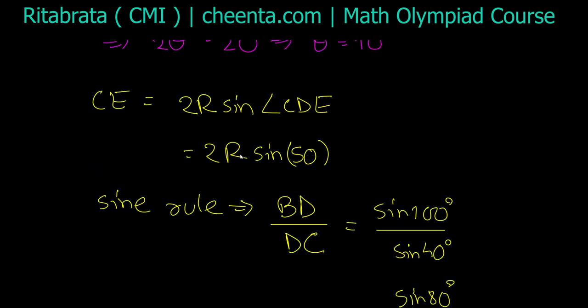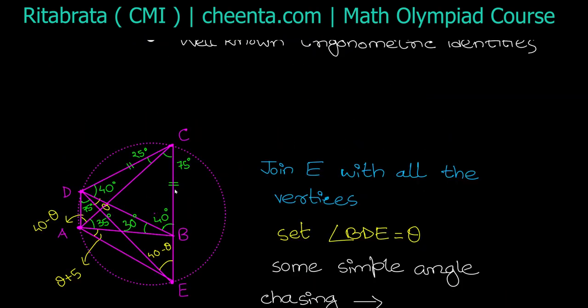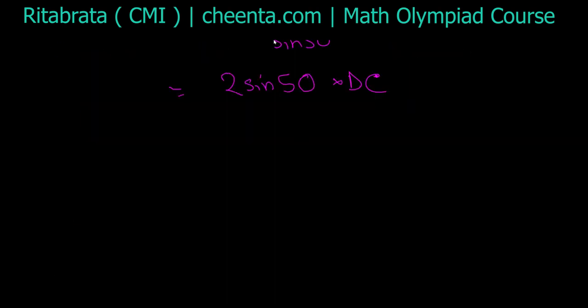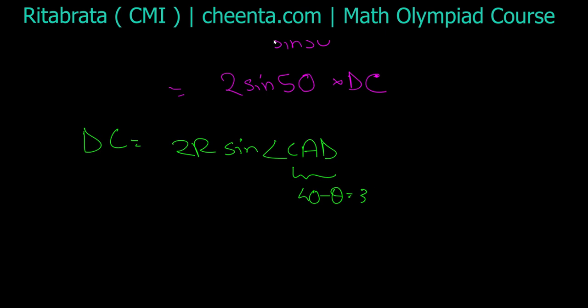What about DC? We use triangle ADC to find DC in terms of some sine of some angle into R. So by the sine rule in triangle ADC, DC equal to 2R into sine of angle CAD, and that is 40 minus theta. This is 40 minus theta, that is 30 degree. So this is 2R sine 30 degree, and sine 30 is half, so this is just R.